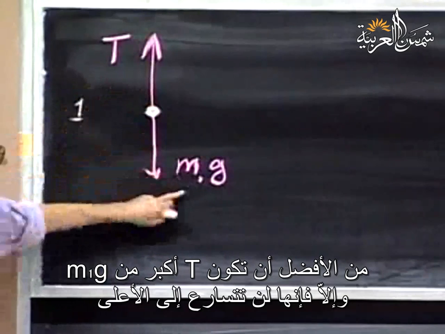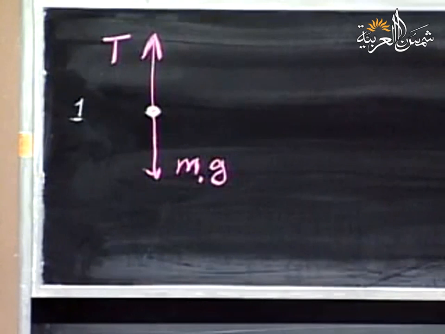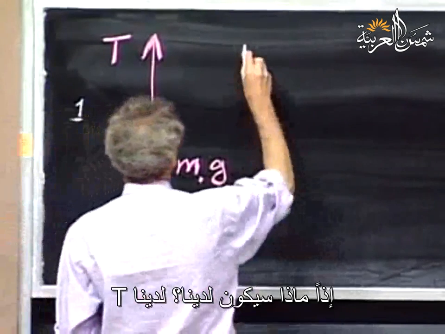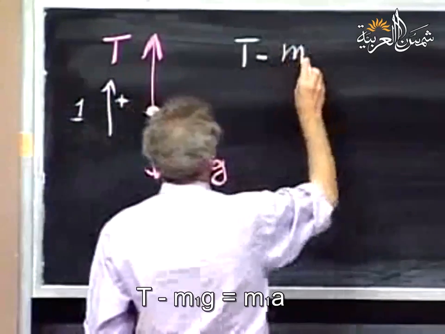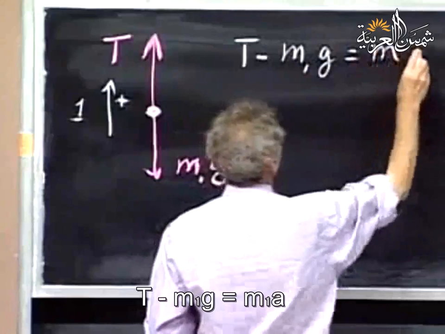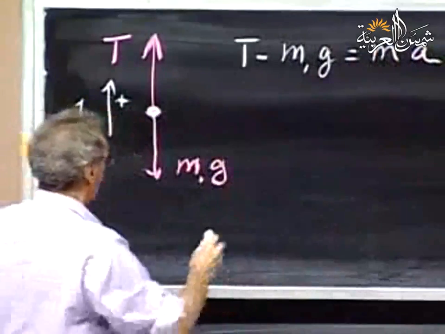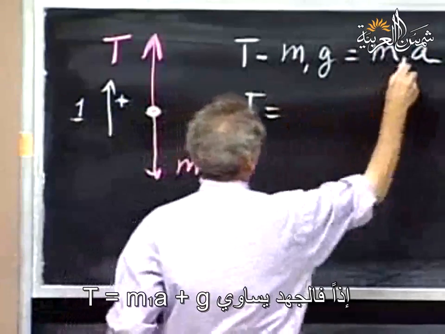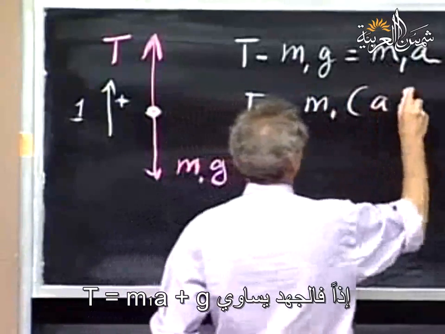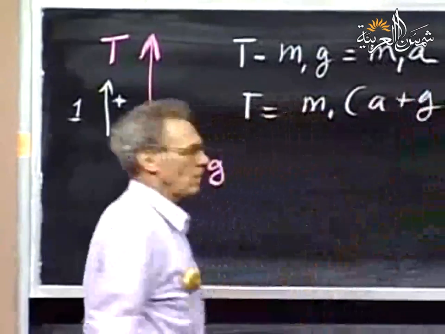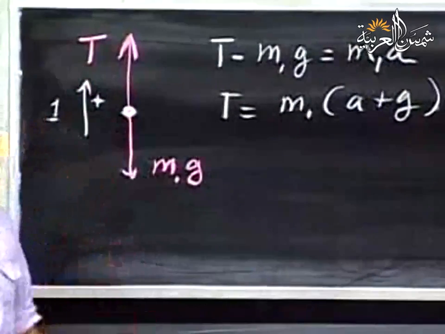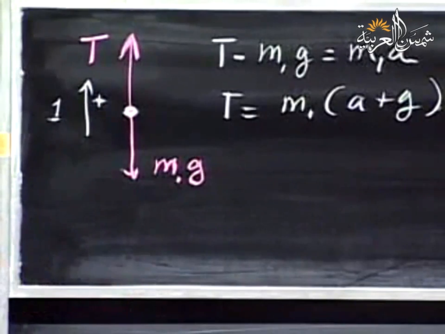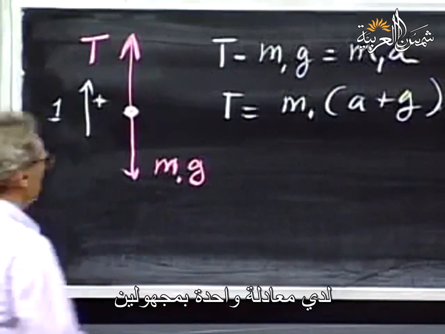Non-negotiable. T better be larger than m1g, otherwise it would never be accelerated up. And we know it will be accelerated up. So what do we get? We get T, I will call this plus direction, by the way, minus m1g equals m times a. So the tension equals m1 times (a plus g). Hey, we've seen that one before. This one is being accelerated upwards. Notice it gains weight. That's the tension. And this is the acceleration.